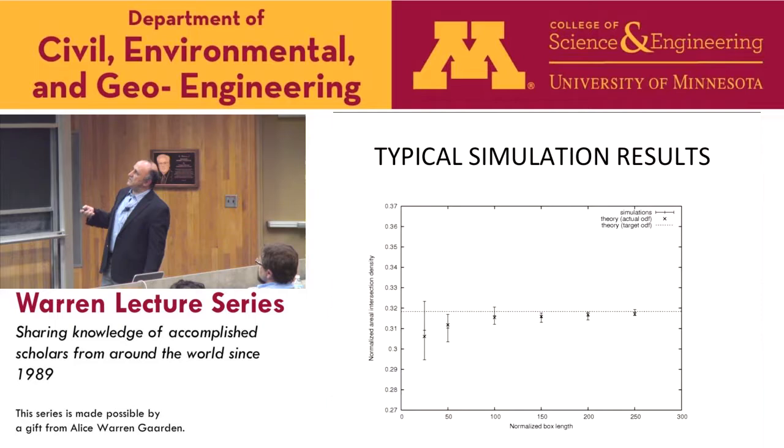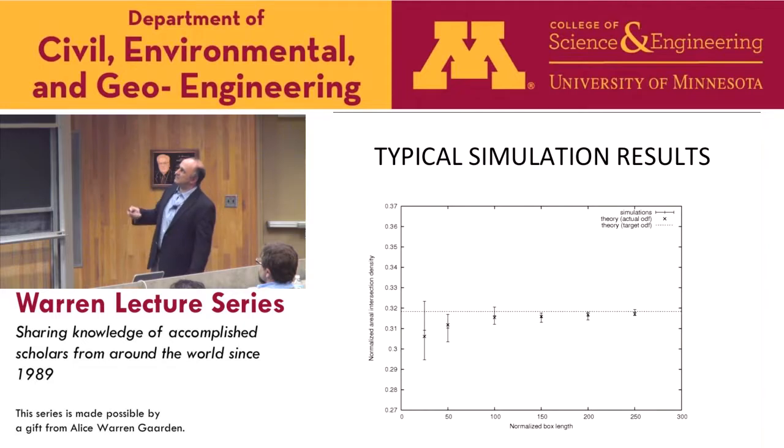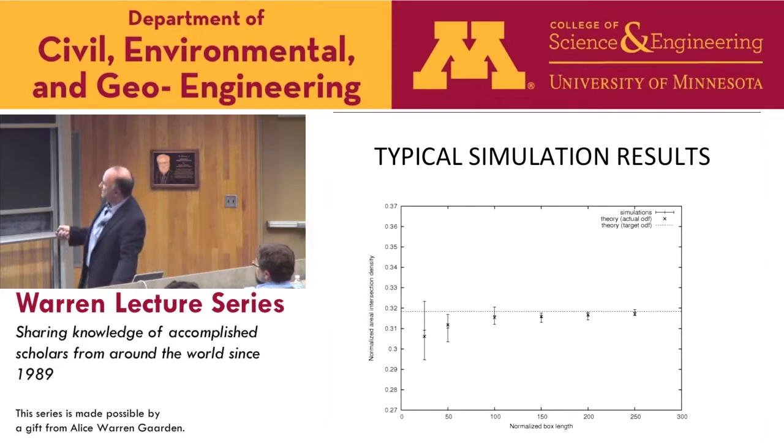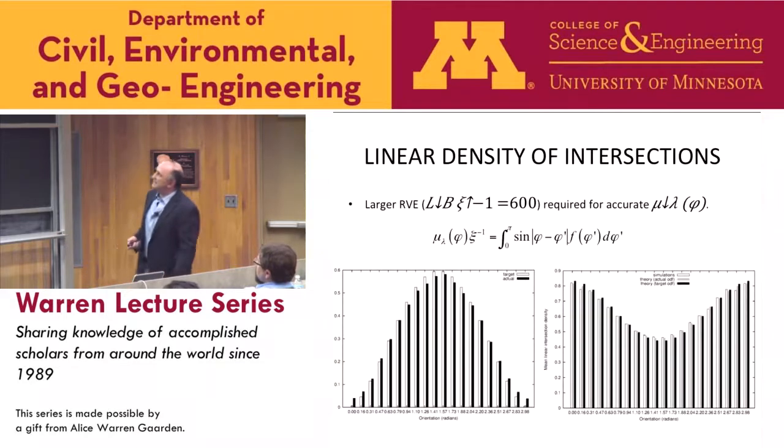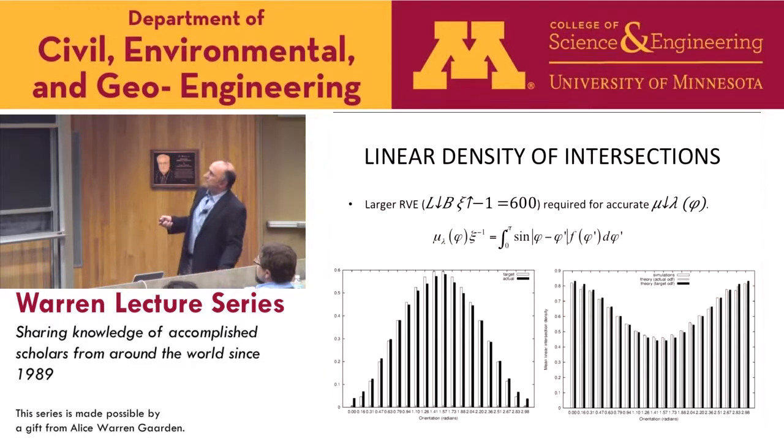There are also issues related not only to the box size, but also to how well in our simulations we can achieve the target ODF, or the target orientation density function. So when we form the fibers, we do not necessarily get isotropic, or very close to isotropic. It takes some effort to get there. And here's the next picture that shows what it takes, all right?